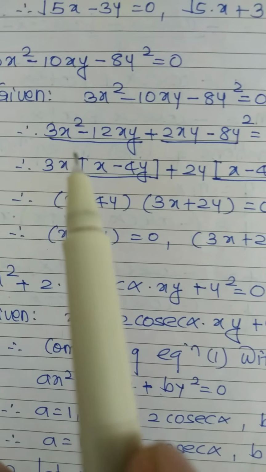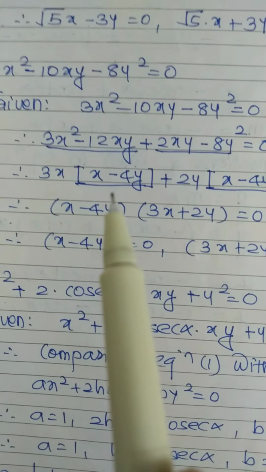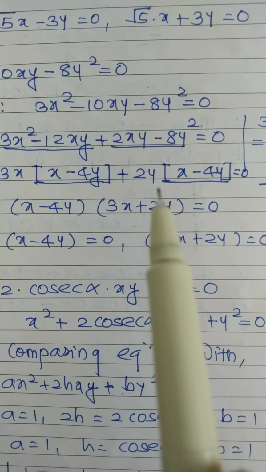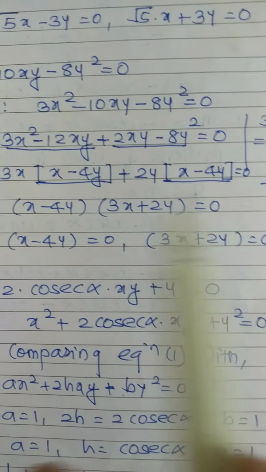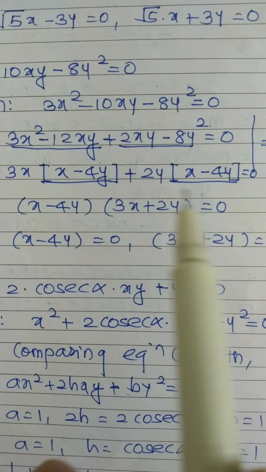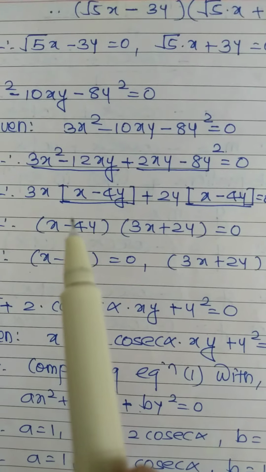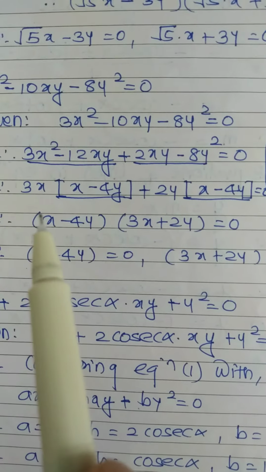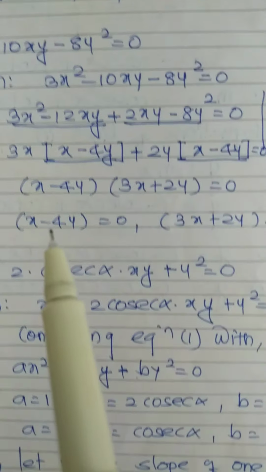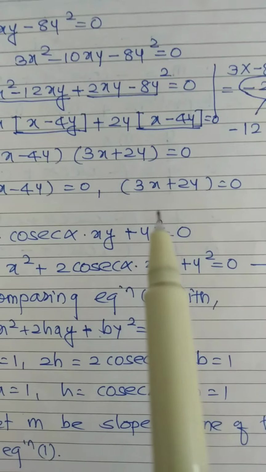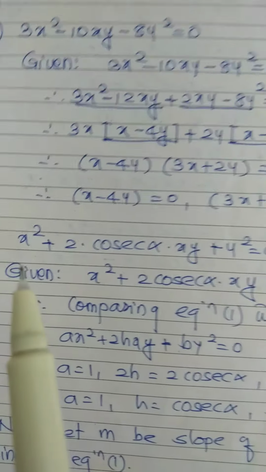Therefore, from the first two terms 3x is common, giving x minus 4y. From the next two terms 2y is common, giving x minus 4y. The bracket x minus 4y is common to all, so in the other bracket we get 3x plus 2y. So the first line is x minus 4y equals 0 and the second is 3x plus 2y equals 0.